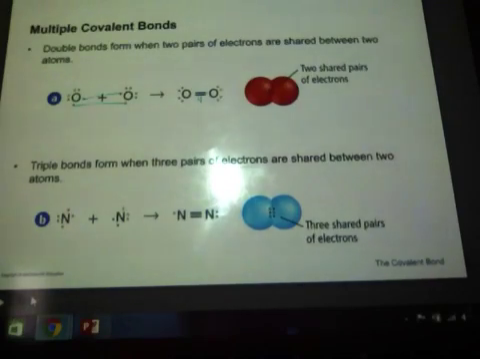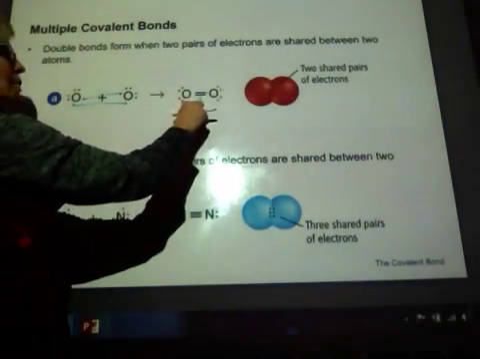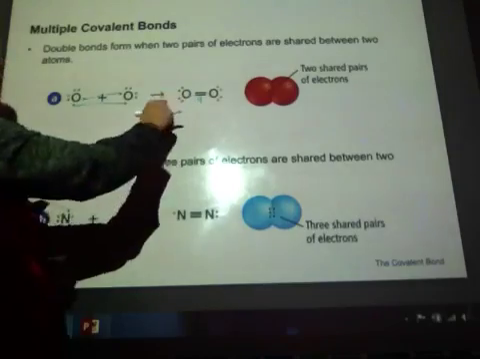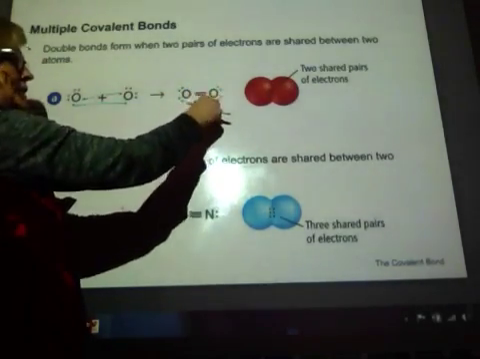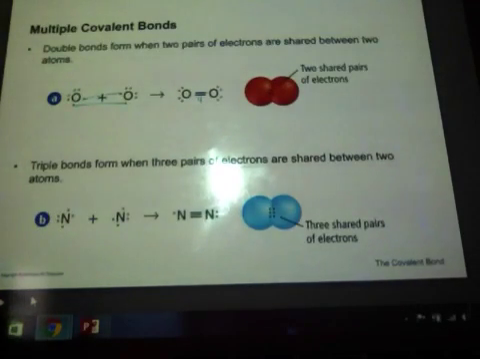electrons. Which means I have 4, 5, 6, 7, 8, octet rule. 4, 5, 6, 7, 8, octet rule. So oxygen is an example of a double bond.